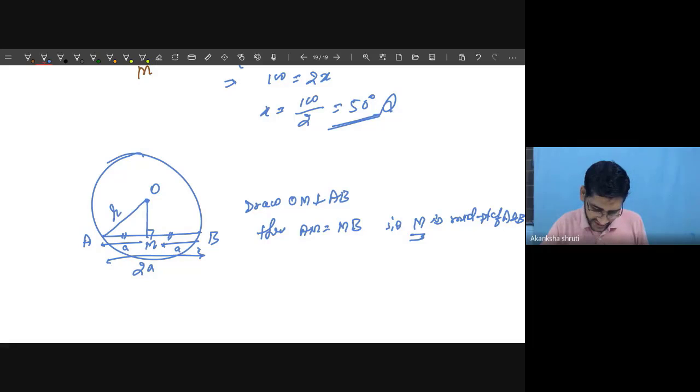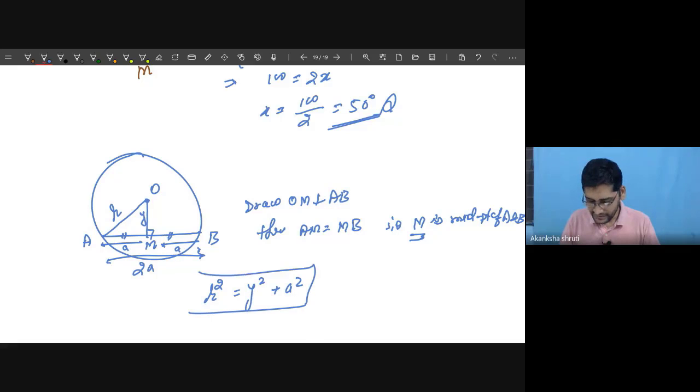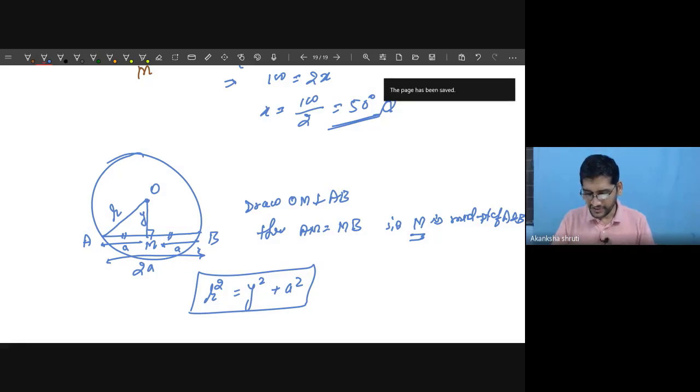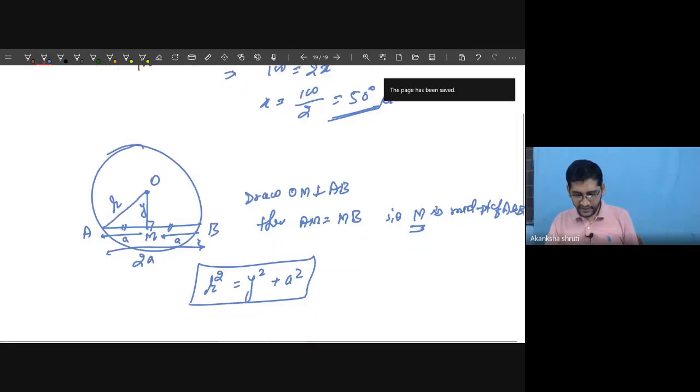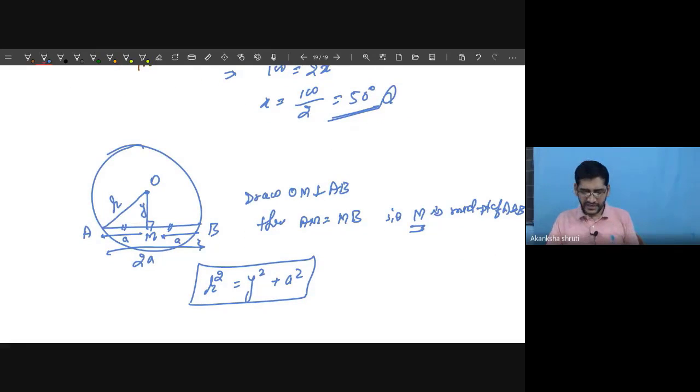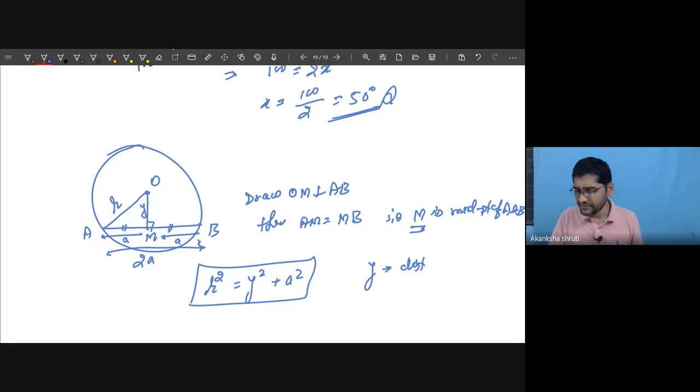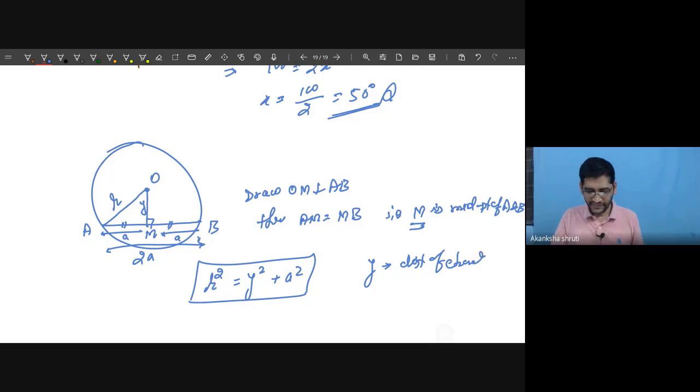Now AO is the radius. So what is the distance OM? So there is a relation that R is acting as the hypotenuse. So R square is equal to Y square plus a square. This relation is applicable. And most of you did this question correctly as I have taught recently. Okay. So this is the way of calculating the distance of this chord. Y is called the distance of chord. 2a is the length of chord. It is this one.